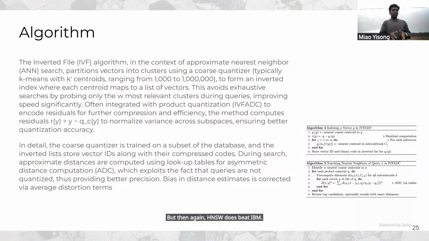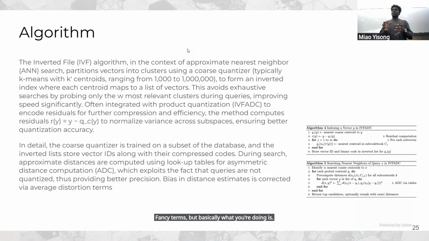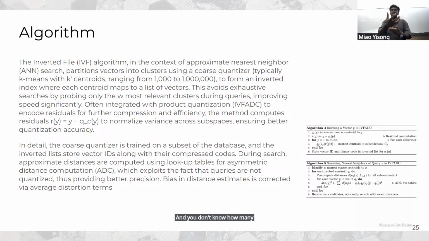To go deeper into how the algorithm works, it uses something called approximate nearest neighbor, ANN. Technically, all of the algorithms we'll be discussing are versions of ANN algorithms, but this one partitions vectors into clusters using something called a coarse quantizer. Fancy terms, but basically you're splitting your vectors into different clusters based on a certain equation, which is your coarse quantizer. And you don't know how many clusters you want to separate it into, so that's where your k centroids come in. Then you can form an inverted index where each centroid maps to a list of vectors.